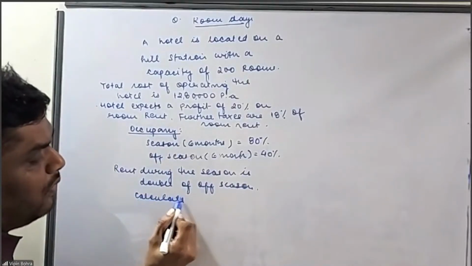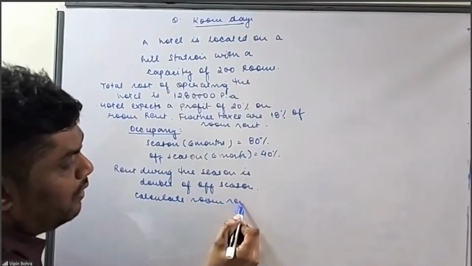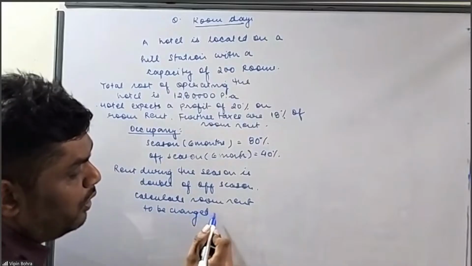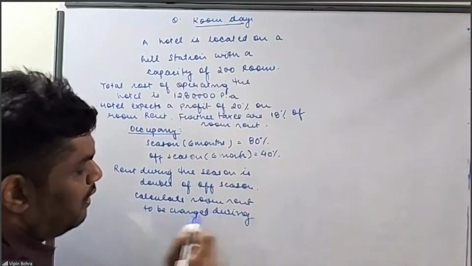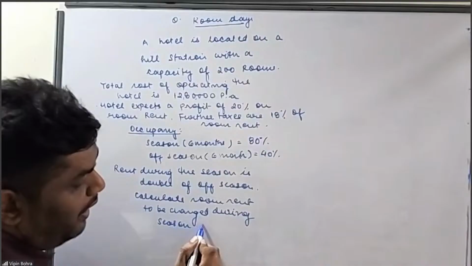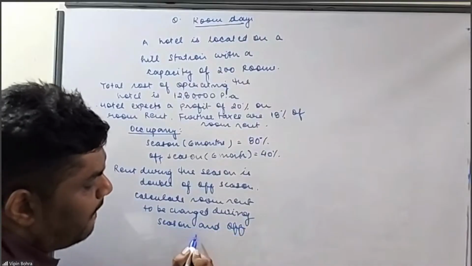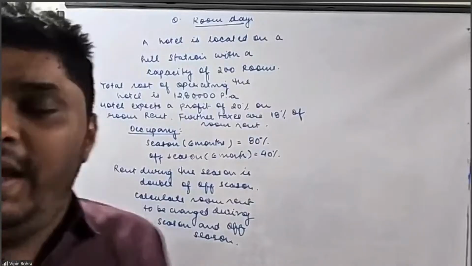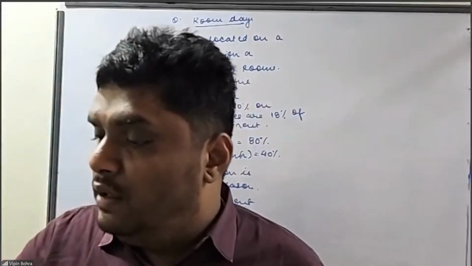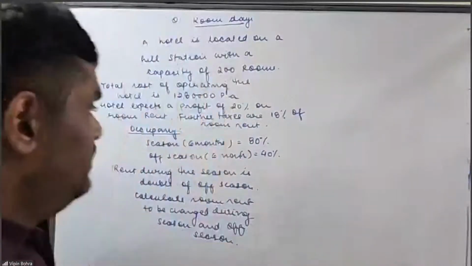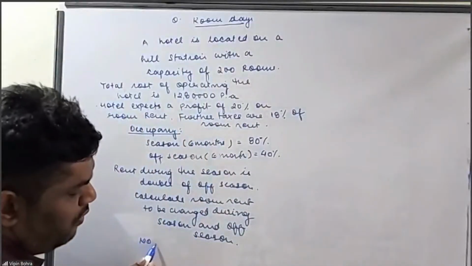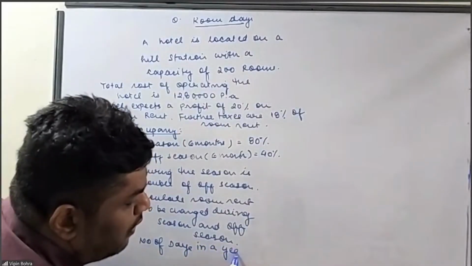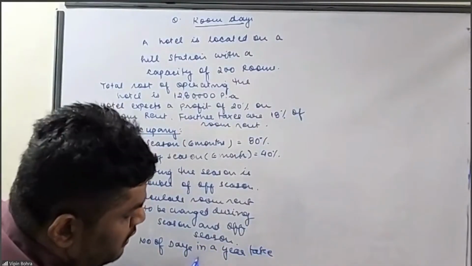Calculate room rent to be charged during season and off season. So the question is ready. I request you guys to please solve the question. Number of days in a year, take 360.